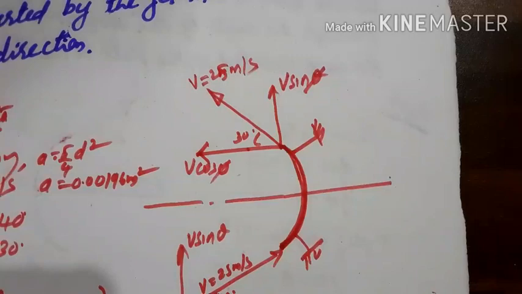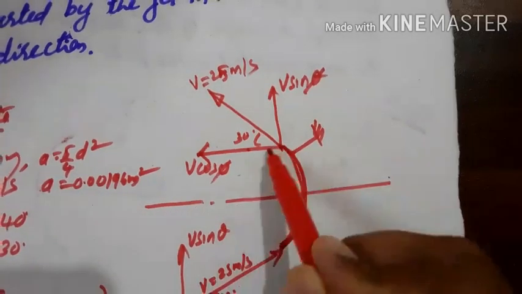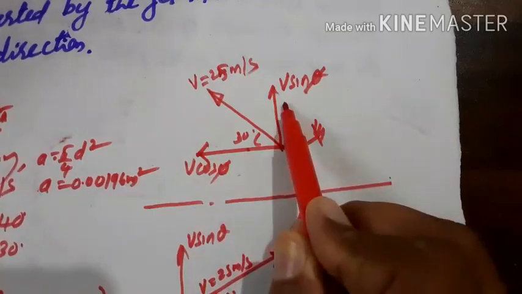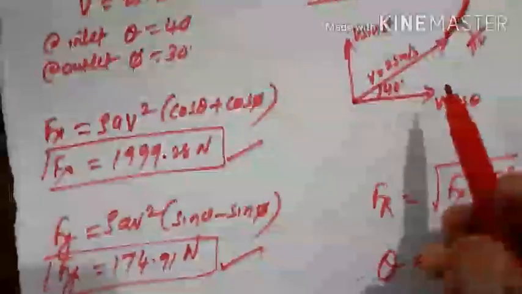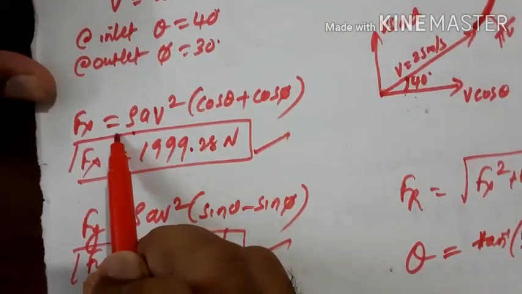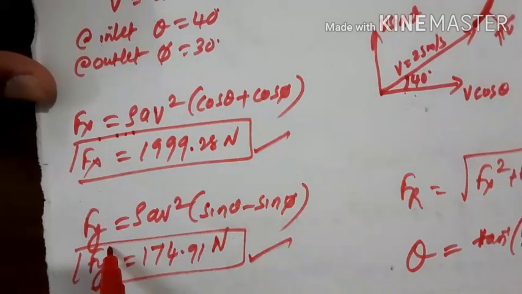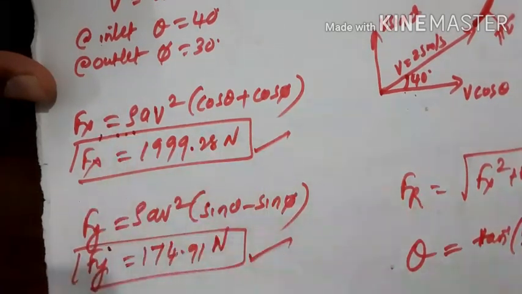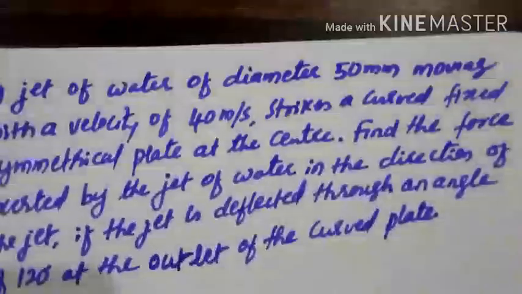This means whatever velocity with which the jet is entering, the same velocity it will be leaving. So once we know the angle of entry and angle of exit, we can easily get the horizontal as well as the vertical component, both at inlet as well as at the outlet, and we know the equation for the unsymmetrical case. Use that equation in x direction as well as in y direction, then get the forces in x and y directions. Okay, so let us take one more example.